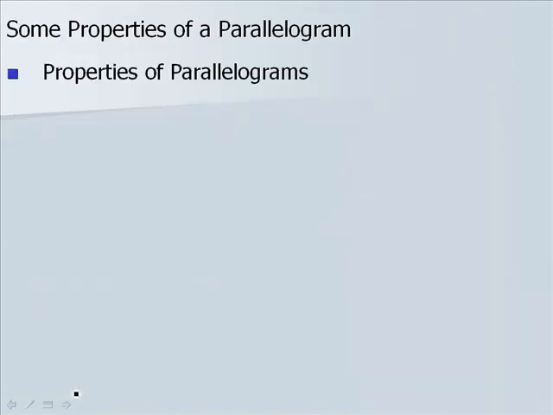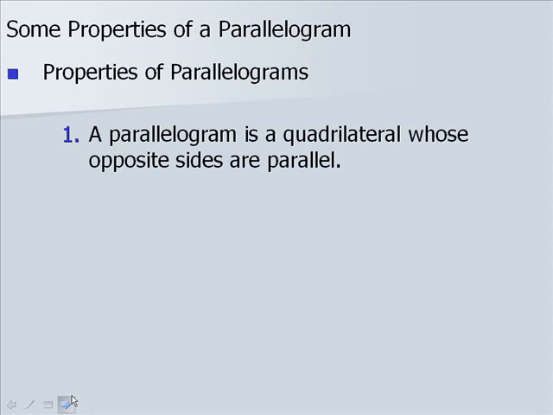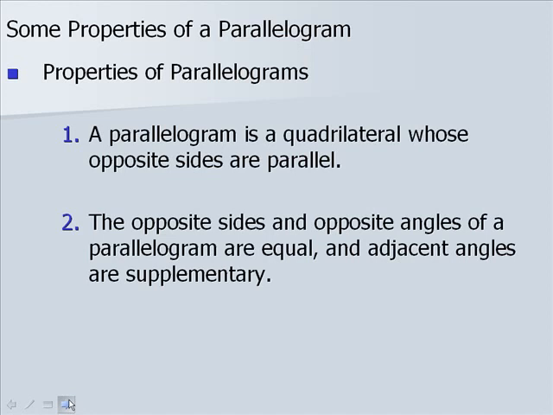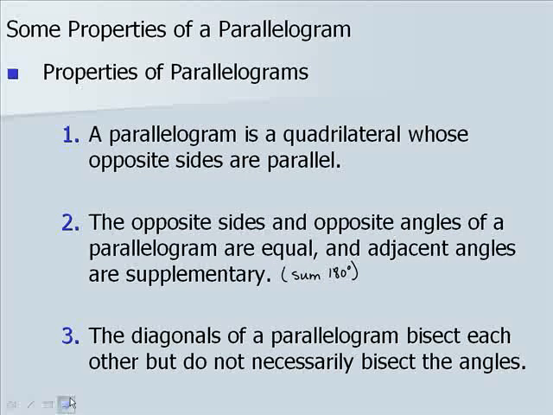Now let's look at properties of parallelograms. First, a parallelogram is a quadrilateral whose opposite sides are parallel. 2. The opposite sides and opposite angles of a parallelogram are equal, and adjacent angles are supplementary, or they sum to 180 degrees. And 3. The diagonals of a parallelogram bisect each other, but do not necessarily bisect the angles.